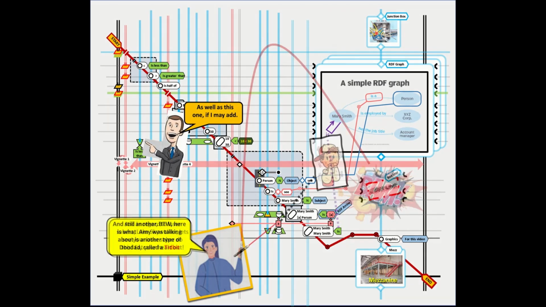And still another, by the way, here is what Amy was just talking about, when she mentioned another type of doodad, called a tidbit. Here is what that symbol looks like.